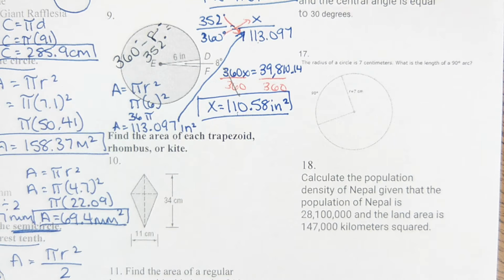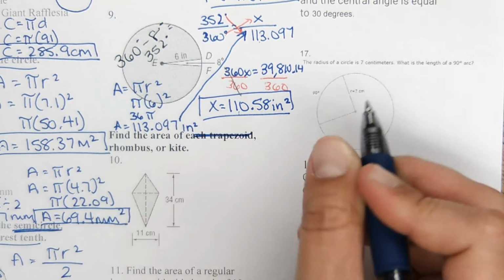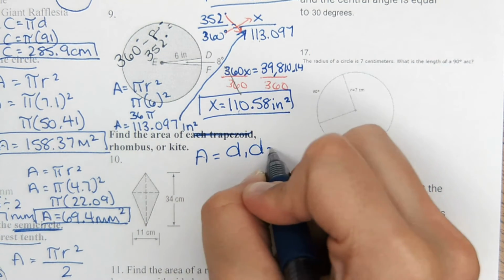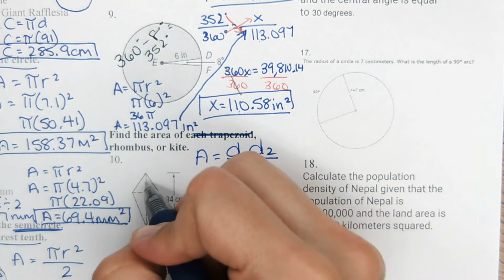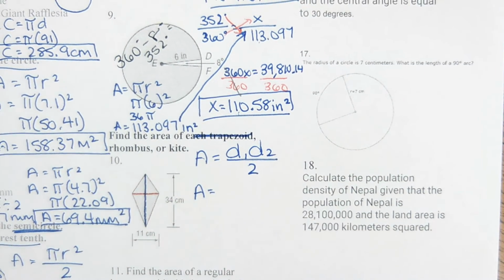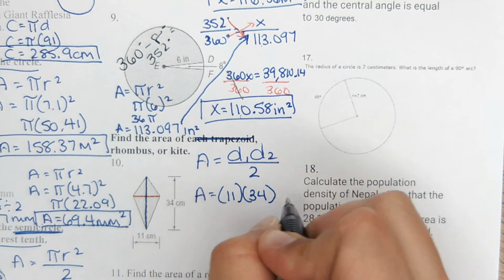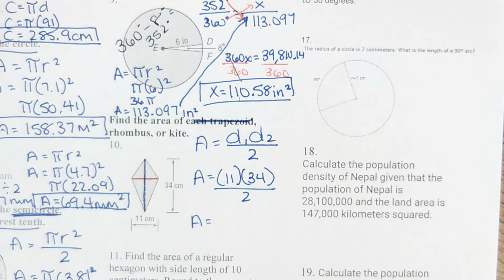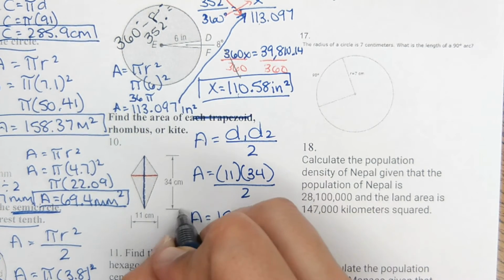And it gets easy again with the next one. Area of each trapezoid, rhombus, or kite. We didn't do trapezoid, so that's not going to be on there. Rhombus and kite, use the equation area equals diagonal 1 times diagonal 2 divided by 2. So area equals, and these would be the diagonal 1, diagonal 2, and it shows us that length there. So just 11 times 34, and then divide by 2. And so the area of this would be 187 centimeters squared.